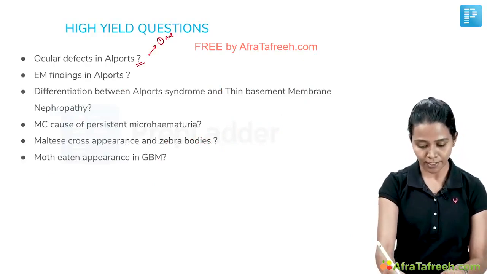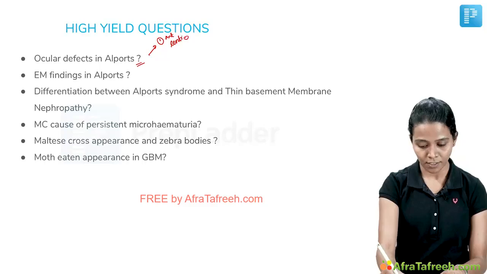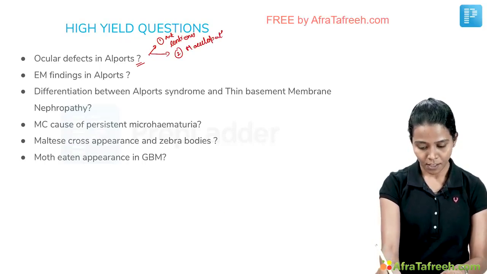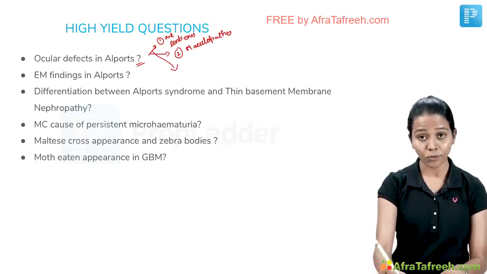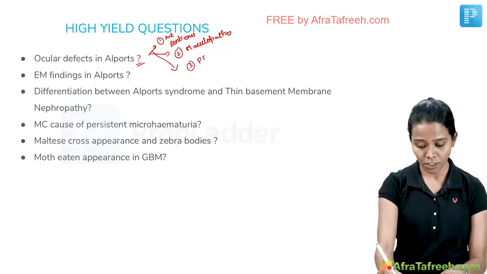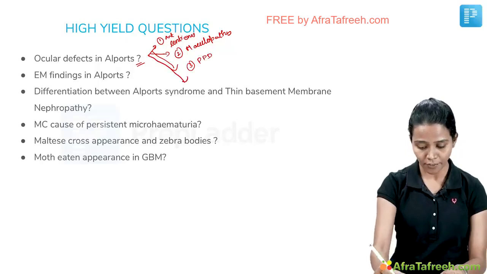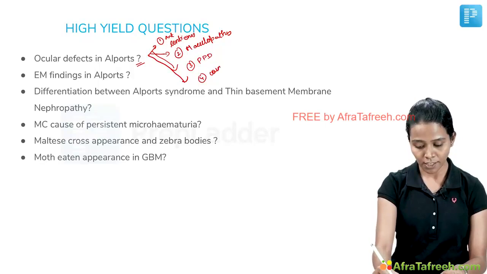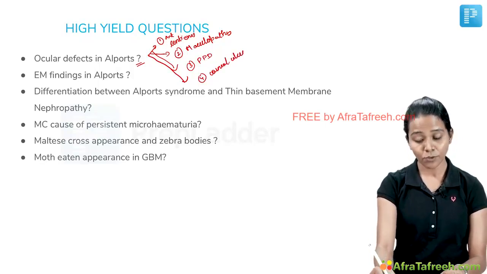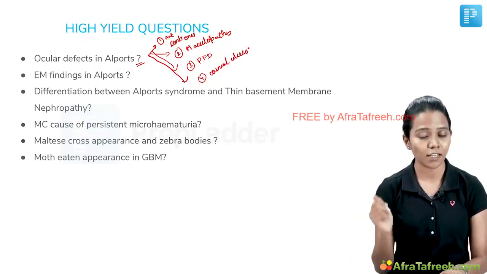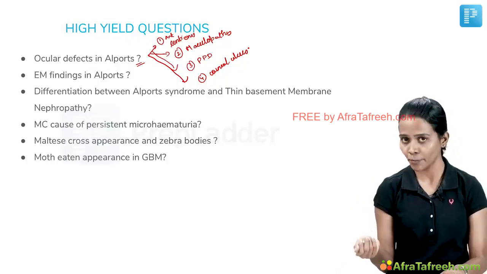First one is anterior lenticonus. Second one is maculopathy. Third one is corneal endothelial vesicle or posterior polymorphous dystrophy, and fourth one is corneal ulcers. Okay, we also discussed that cataracts are seen in Alport syndrome plus leiomyomatosis.